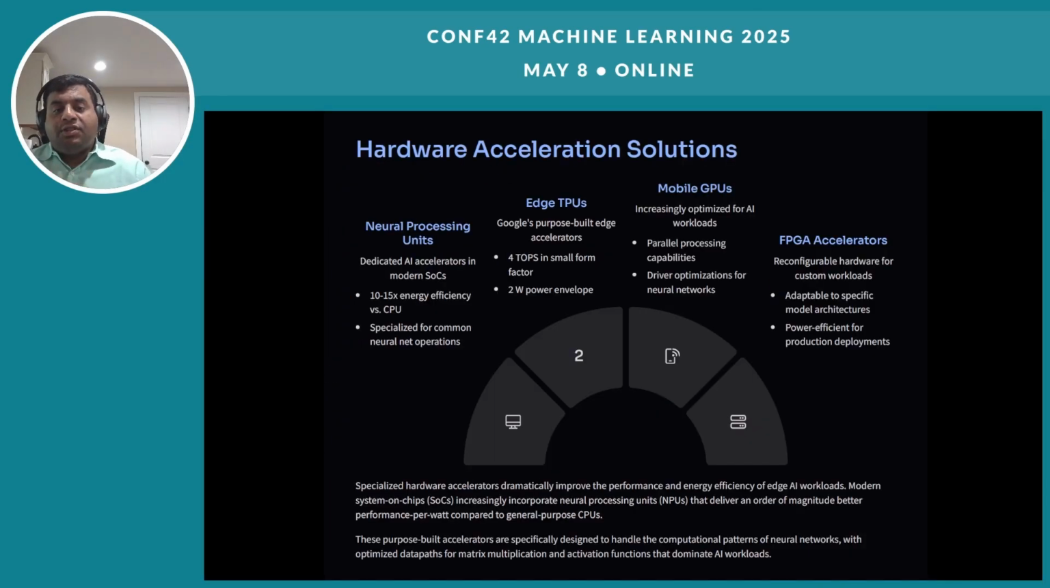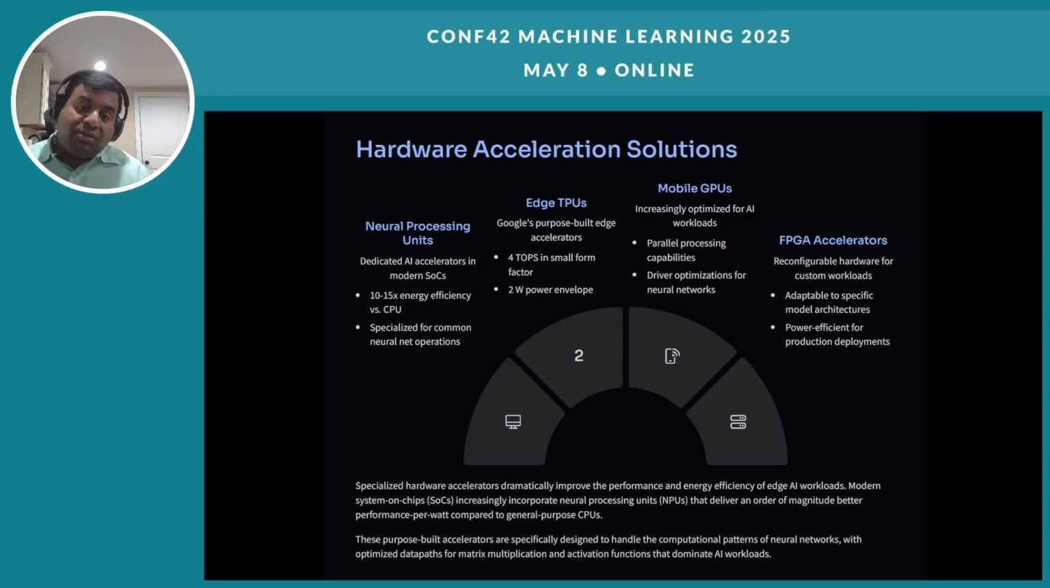Hardware acceleration solutions. Software optimization is key, but hardware plays a vital role. Specialized hardware acceleration solutions dramatically boost performance and energy efficiency for edge AI. We have neural processing units, NPUs, which are dedicated AI accelerators, now common in modern systems on chips. They offer 10 to 15 times the energy efficiency of a standard CPU for typical neural network tasks.